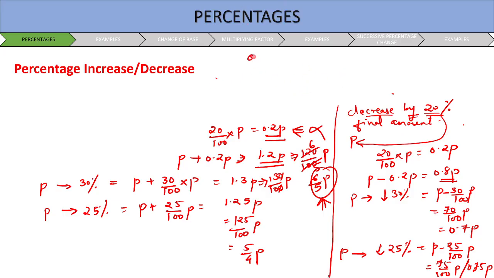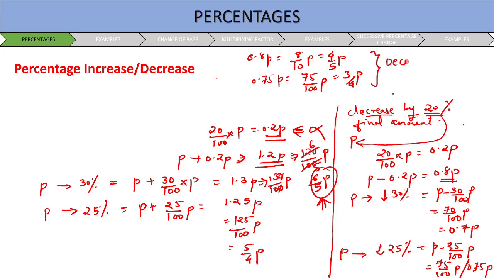So as we have 0.8 of p, we can write it as 8 by 10 p, which is nothing but 4 by 5 of p. When I have 0.75 of p, I can write it as 75 by 100 of p, which is 3 by 4 of p. Now you observe one more important thing over here.